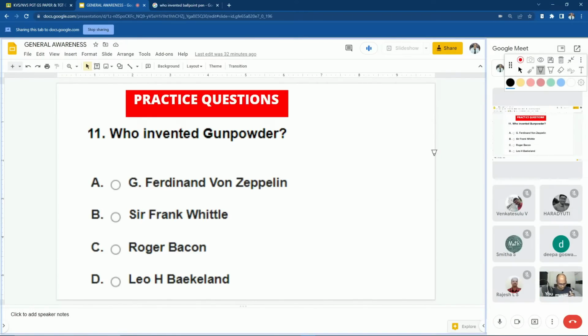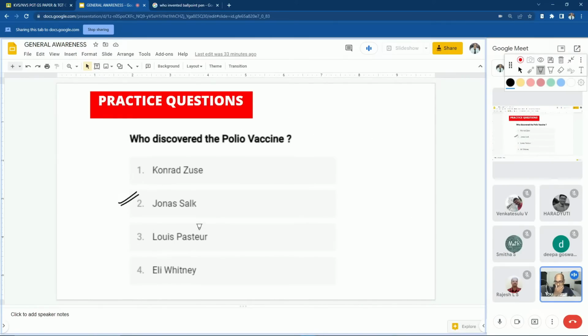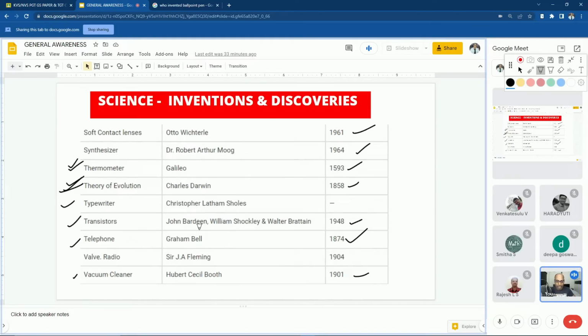Okay, sir. Next, in these inventions, last question to Smita ma'am. Gunpowder. Frederick von Zeppelin, Sir Frank Whittle, Roger Bacon, Leo Bacon. I'm guessing Sir Roger Bacon. Right, Roger Bacon is the correct answer. So gunpowder was invented by Roger Bacon.